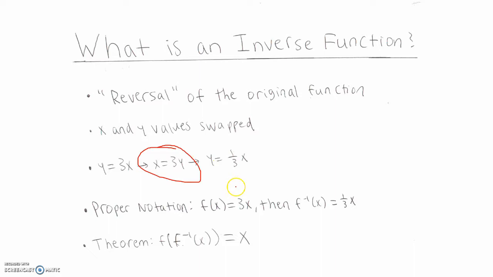Now, in proper notation, you'd write the original function as f of x equals 3x, then you'd write the inverse as f inverse of x is equal to 1/3 x. And an important theorem regarding inverse functions is that f of f inverse of x is equal to x.